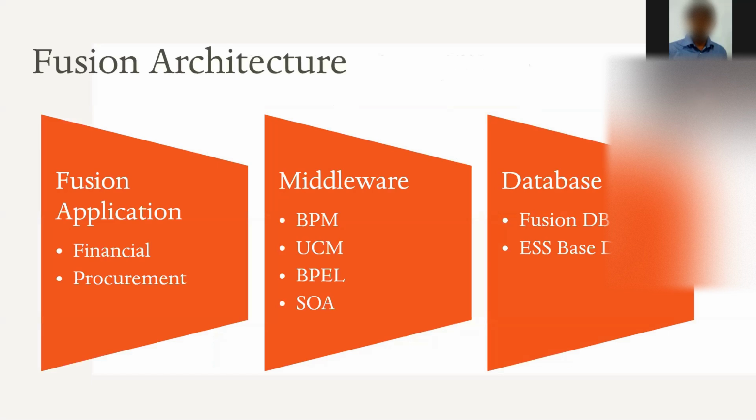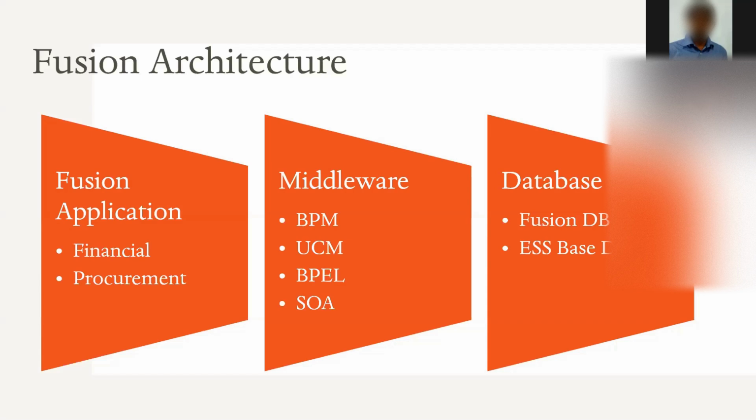So this is the Fusion architecture, I would say, at a high level. I have segregated it into three parts. One is the Fusion application, another is middleware, and the Fusion database. Fusion application is nothing but each module or each offering that we have in Fusion application. That is finance, procurement, manufacturing, similarly. And we have middleware products. We have a big list of middleware products. For understanding purposes, I just gave only four middleware products: BPM, UCM, BIP, and SOA.